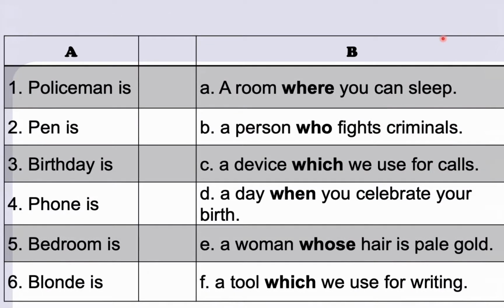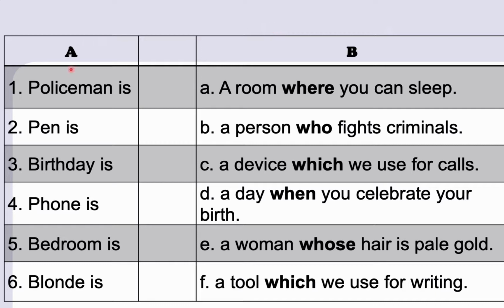Now let's try to do some practice. Here we need to do some matching between A and B. A policeman, a room where you can sleep, a person who fights criminals, a device which we use for calls, a day when you celebrate your birth, a woman whose hair is pale gold, a tool which we use for writing.